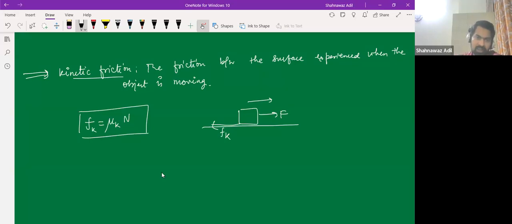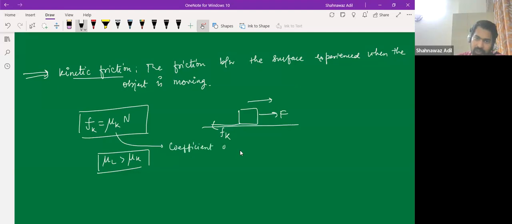Okay, and always remember that this limiting friction is always greater than this. So this coefficient of limiting friction is always greater than this coefficient of kinetic friction. Okay. Now we'll start with a simple question and then we'll complicate things.